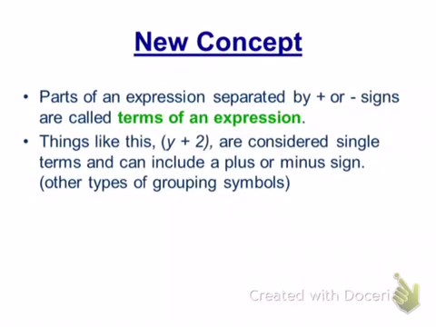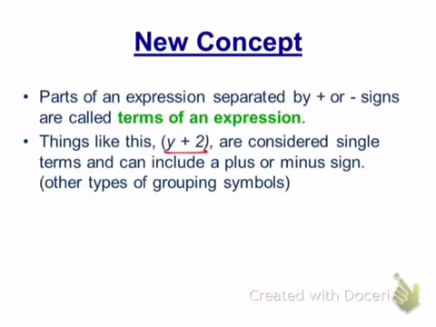Things like y plus 2 are considered single terms and can include plus or minus signs, and so can other types of grouping symbols. Anything that's wrapped up in a grouping symbol is considered a single term. Just like any other single term, y plus 2 can be multiplied by 1 or we can add 0 to it. It's the only thing we're allowed to do to that without changing it. Y plus 2 is a single term.